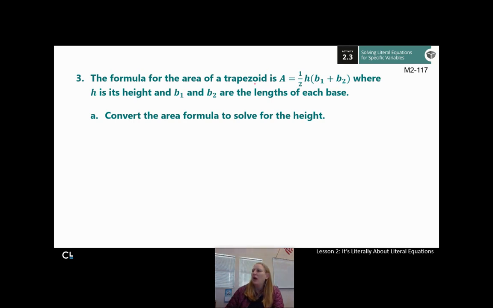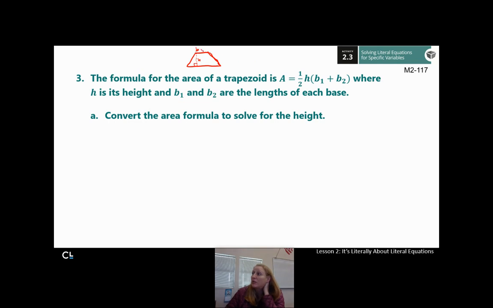Formula for the area of a trapezoid. Do you remember what trapezoids look like? Do you remember how they have a single set of parallel sides? And then they do kind of this thing here, right? It's been a while. So the area of a trapezoid is 1/2 the height. And remember, height needs to be perpendicular to your base. 1/2 height times the sum of your two bases.